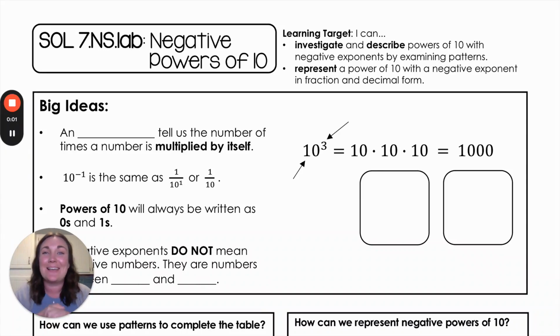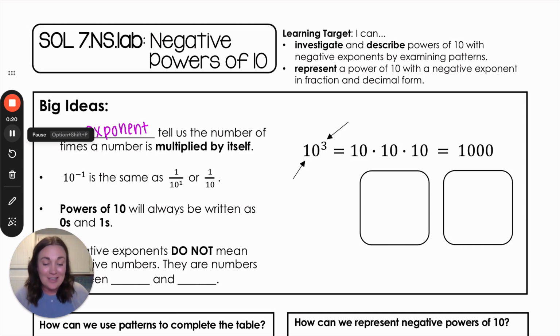Hello everyone, today we are talking about negative powers of 10, but before we can get into that, we have to remind ourselves what an exponent is. So remember, an exponent tells us how many times a number is multiplied by itself. So if I have something like 2 to the third power, I'm taking that 2 and multiplying it 2 times 2 times 2, 3 times, because that's what the exponent tells us to do.